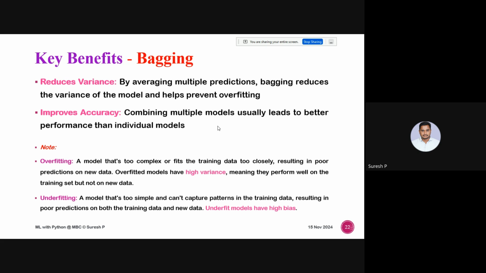Another one is accuracy. Accuracy means that combining multiple models leads to better performance than individual models. So you all know that when compared with the decision tree, the random forest may produce a better result.